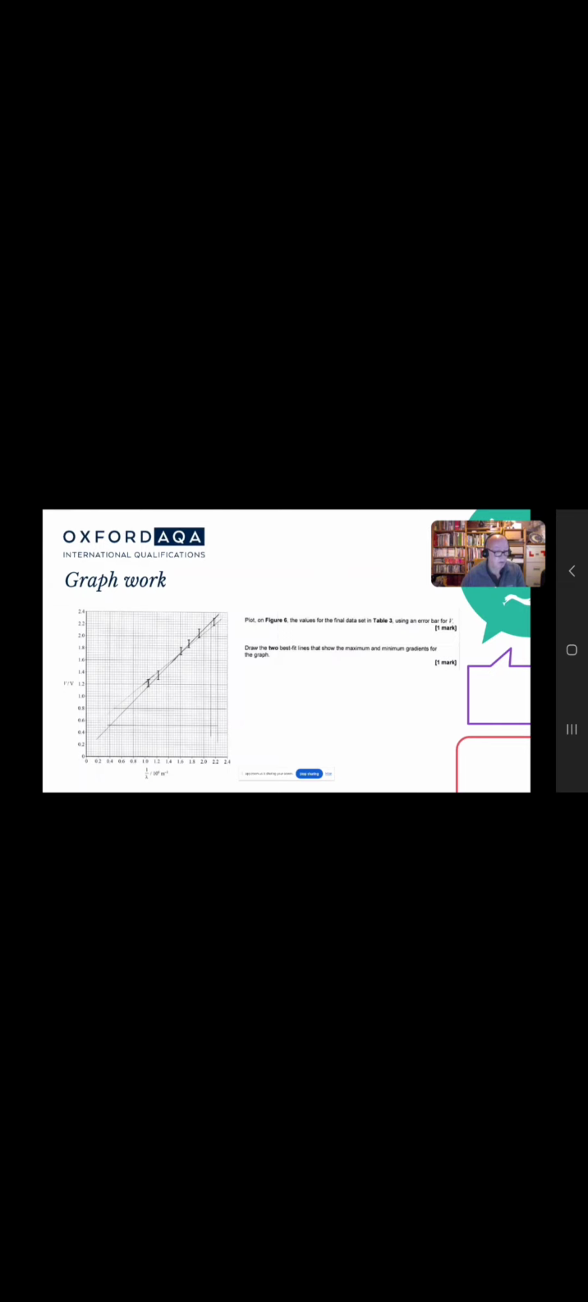But the more graph work they do, the better they're going to be at it. So do get them to do practical work where you can plot things out. You can plot them in terms of linear graphs like this, or log graphs and log linear, things like that. More graph work, the better.